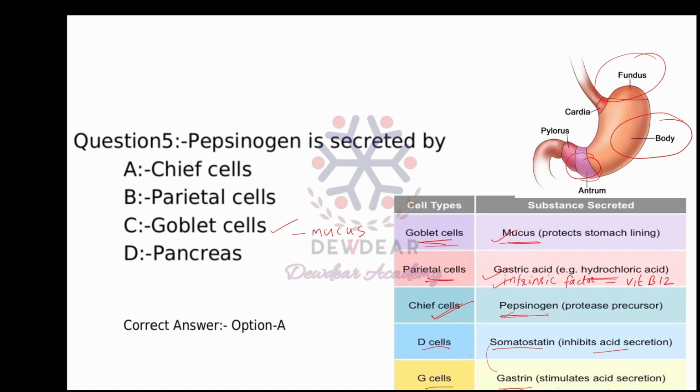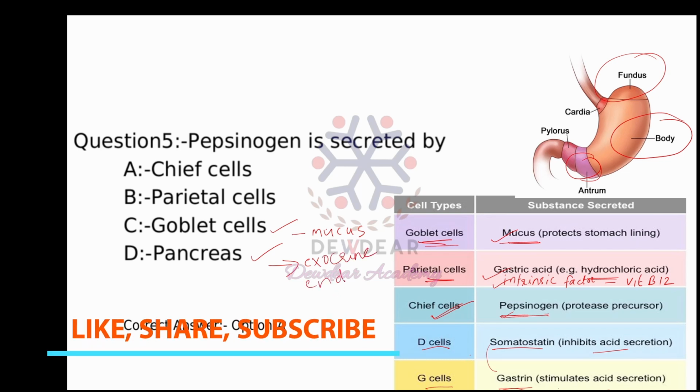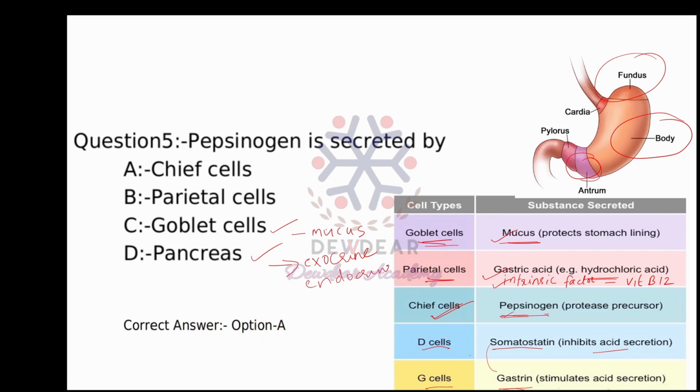All these cells are found in the stomach, but pepsinogen is secreted by the chief cells. The pancreas is not the correct option, because the pancreas is a different gland. The pancreas is a dual function gland, having exocrine and endocrine functions. Exocrine functions means it secretes enzymes and bicarbonate, enzymes like amylase, lipase, proteases and nucleases.